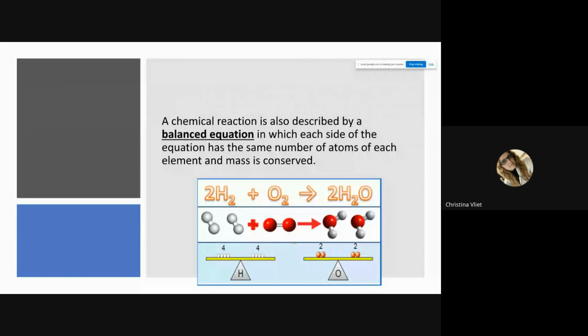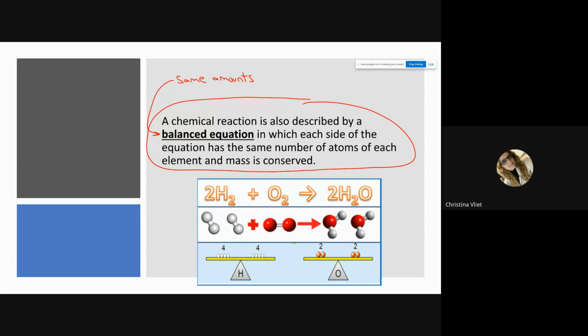And this is probably going to be one of the final definitions because we have to get to what we're actually going to do with it. So a chemical reaction is described best by a balanced equation. And the word balance means same amounts. Same amounts of what? Same amounts of each element. So whatever element I have, I need to have the same amount of that element on the reactant side as I do on the product side.